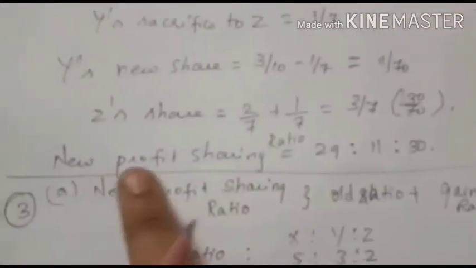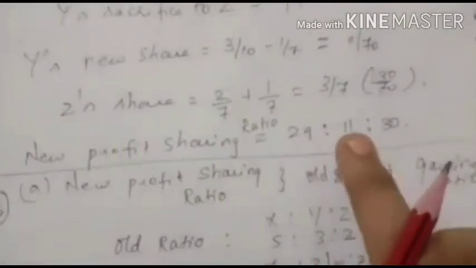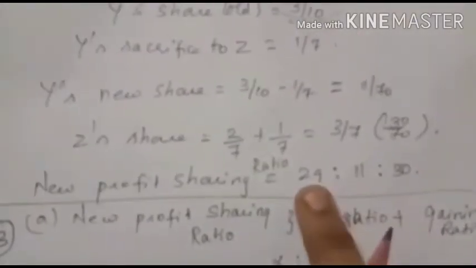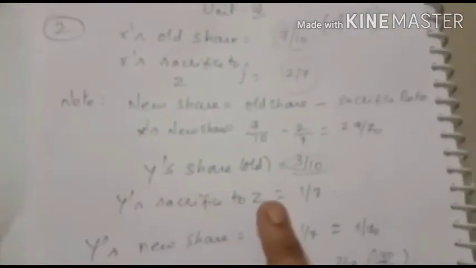So now the new profit sharing ratio among the partners, that is X, Y and Z, will be 29:11:30. This is the new sharing ratio of all the partners when Z comes into the business. The old partners are X and Y, and the new partner Z comes here.